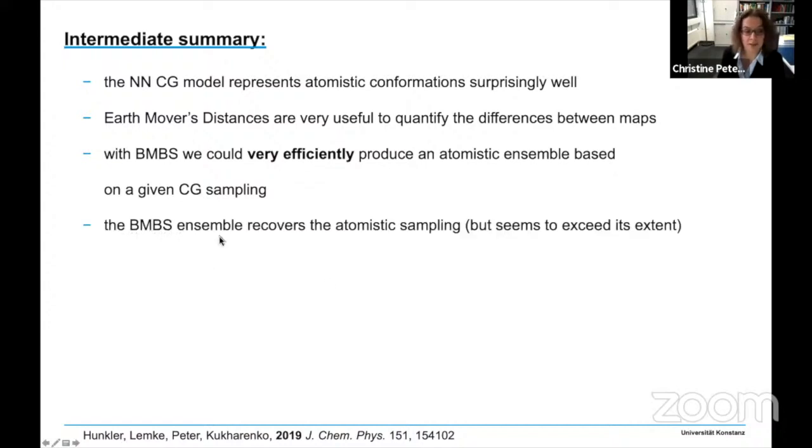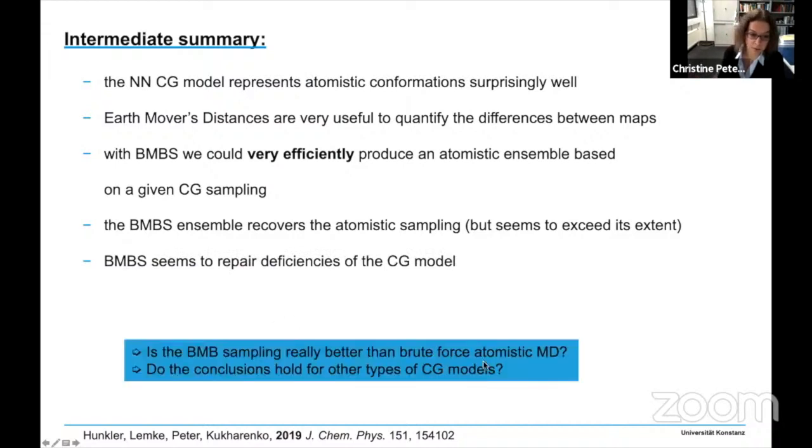The backmapping based sampling ensemble recovers the atomistic sampling, but seems to exceed its extent, and it seems to repair deficiencies of the coarse-grained model. But of course, that remains to be seen. So what we need to show is whether the BMBS is really better than brute force atomistic MD and whether the conclusions actually hold for other types of coarse-grained models.